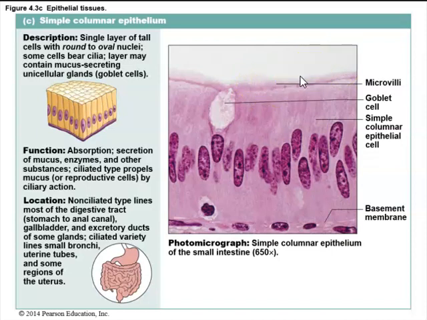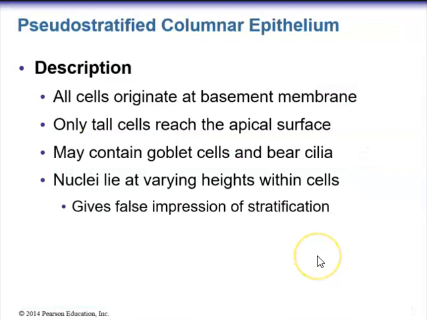We can find non-ciliated types in the digestive tract from the stomach to the anal canal. We can find it in the gallbladder as well as excretory ducts of some glands. A ciliated type of simple columnar epithelium, again, we can find in the small bronchi, fallopian tubes, and some regions of the uterus. The next type of epithelium is pseudostratified columnar epithelium.